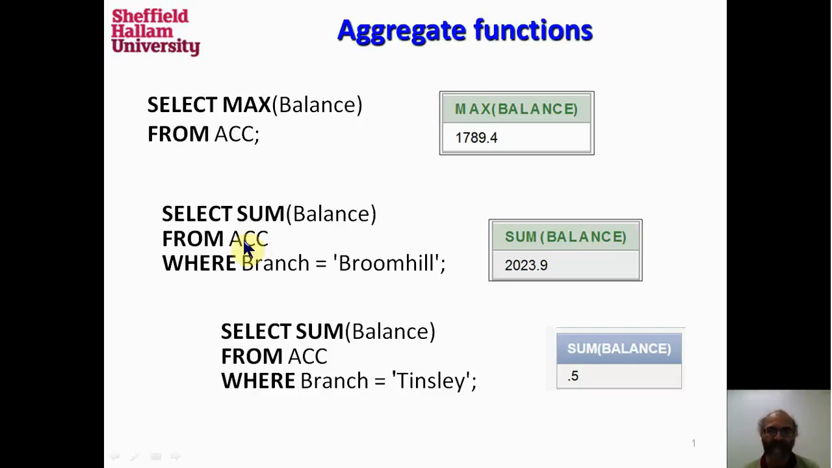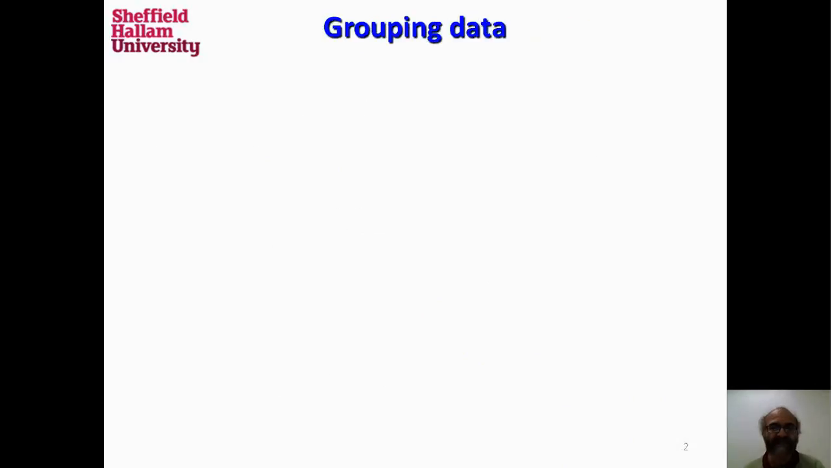What if I wanted to display each branch, Broomhill and then Tinsley, and organize the data to get the sum of all the Broomhill balances and the sum of all the Tinsley balances, to put them side by side and show just how poor those Tinsley people are. That is called grouping data. And basically you want to answer questions like these.